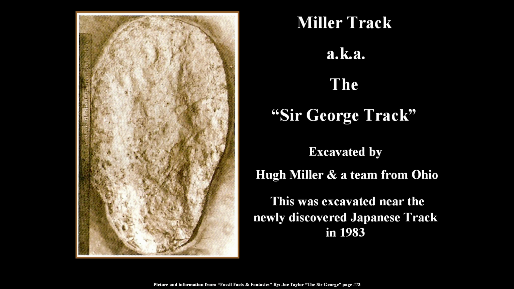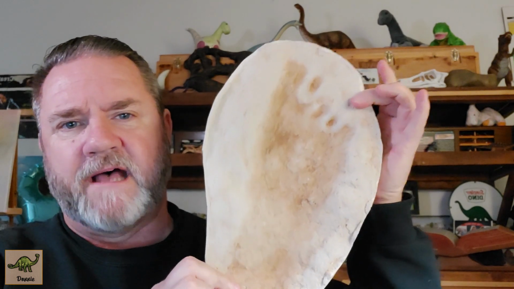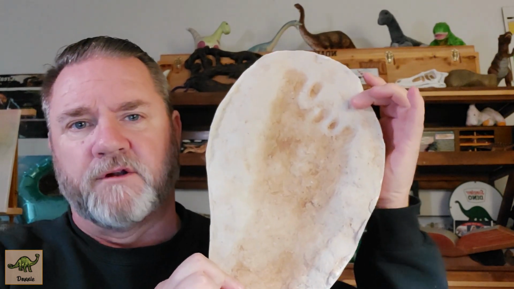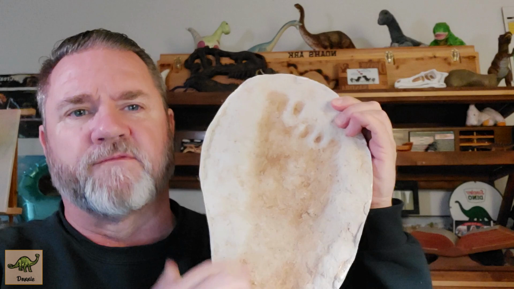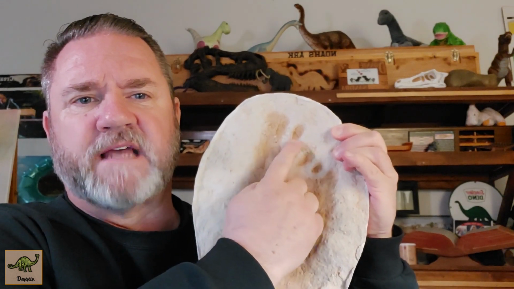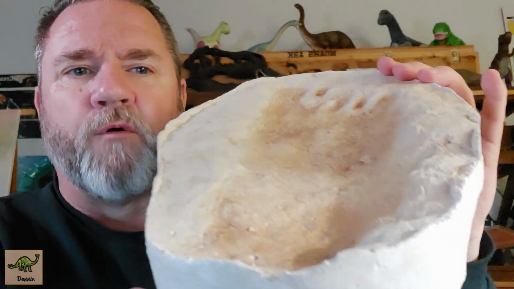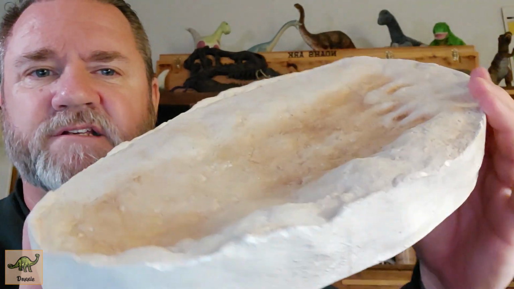But this is the Miller track, aka the Sir George track, excavated by Hugh Miller and a team from Ohio. This was excavated near the newly discovered Japanese track in 1983, which I do have that cast also. And if you'll notice right here, this is that cast of this Miller track. I have it. And so you've got the big toe, the second toe, and then it goes right along here. But you can see the form of the human foot, guys, is there.